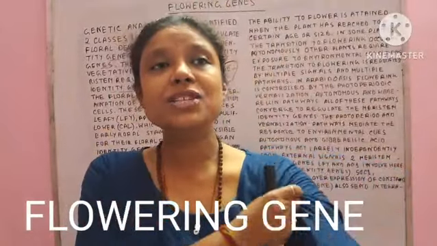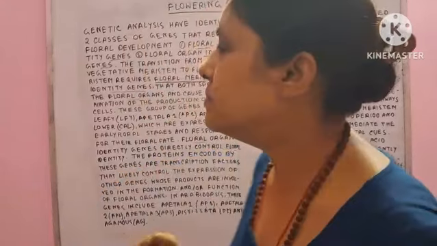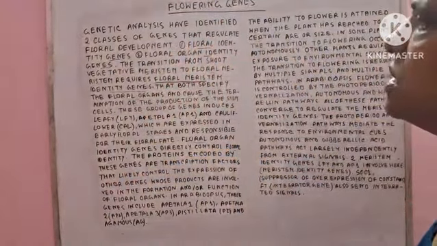So flowering genes means the genes that are involved in the flowering processes of plants, and this is totally a topic related to plant physiology. Clear? Before going to this topic, I have to say that many other topics are already explained in my channel, so you can check out those topics. Clear? So now what I'm saying is flowering genes.